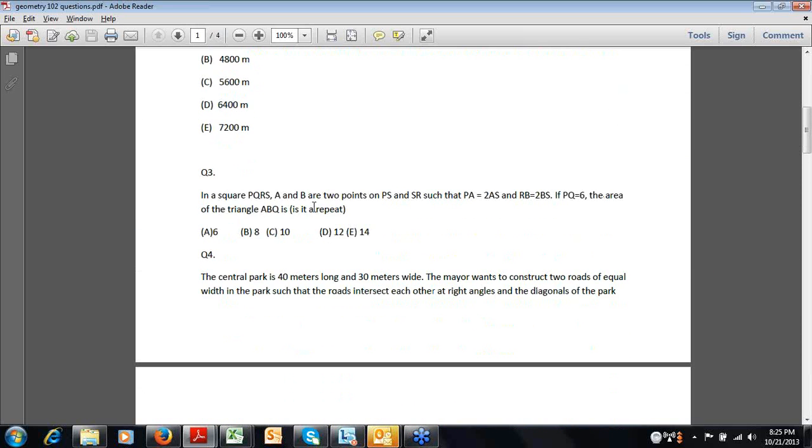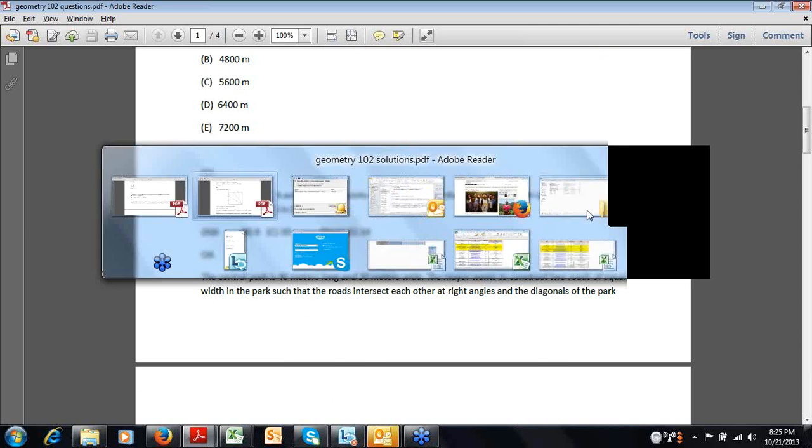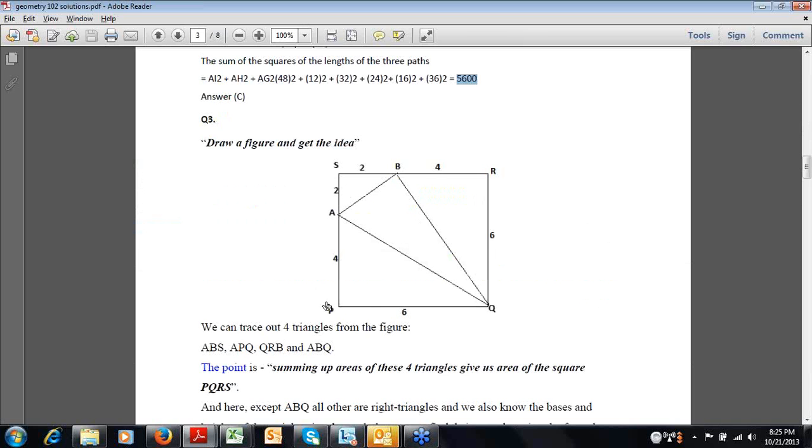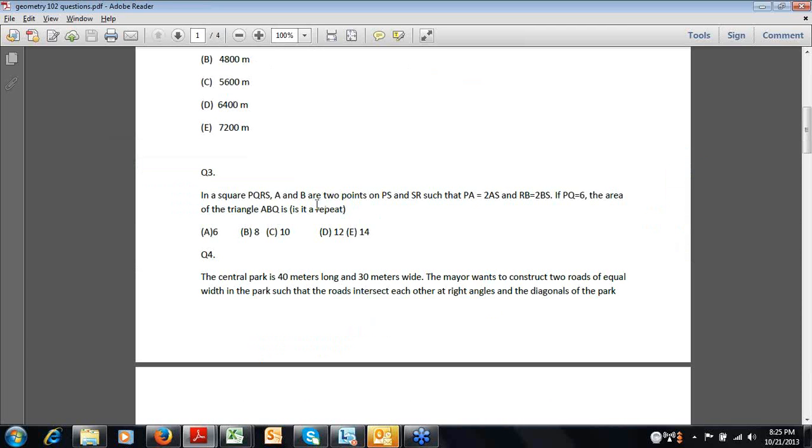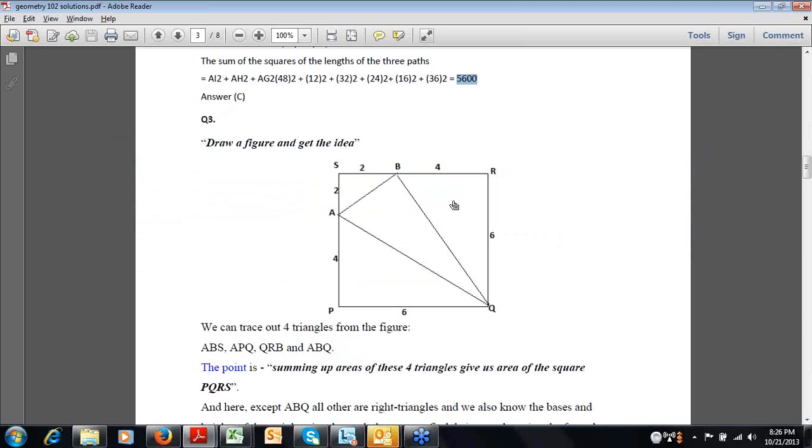Now what is the third question? In a square PQRS, A and B are 2 points on PS and SR such that PA is equal to 2AS and RB is equal to 2BS. Let's draw the figure first. PQRS, this is a square. Now we have 2 points A and B on PS and SR.